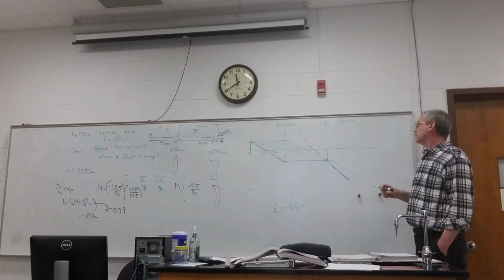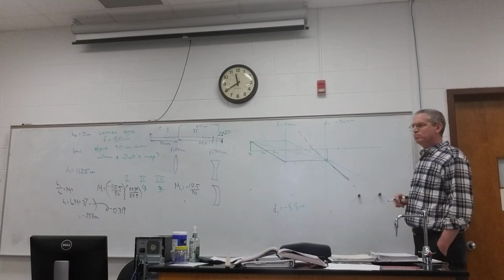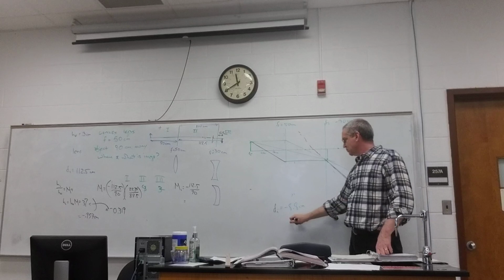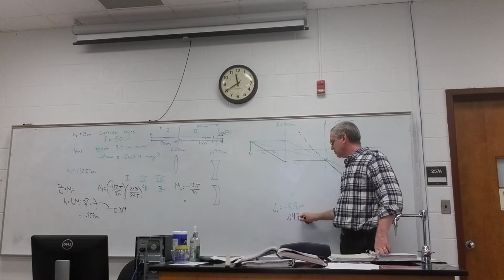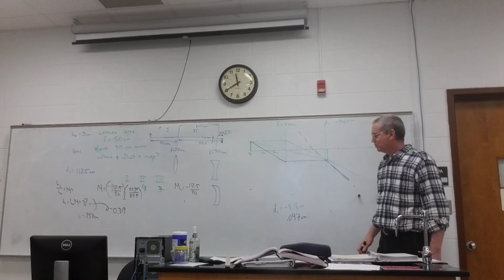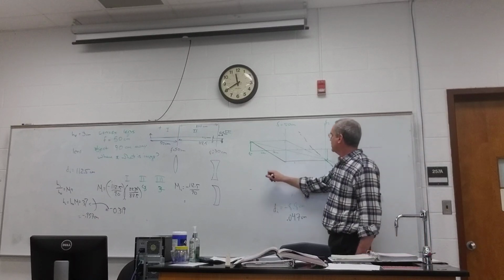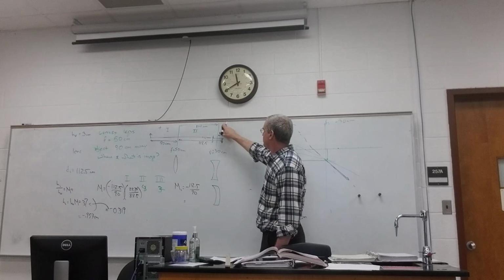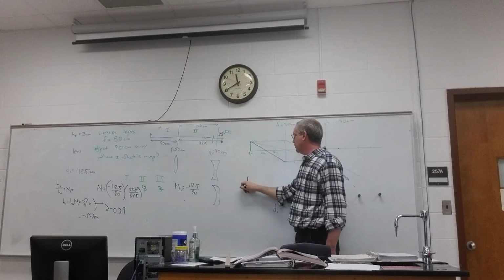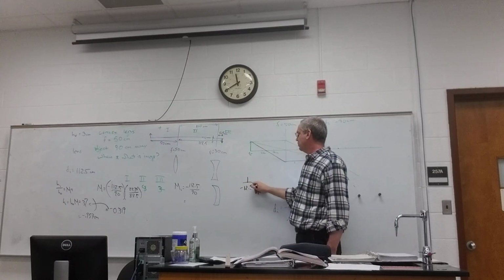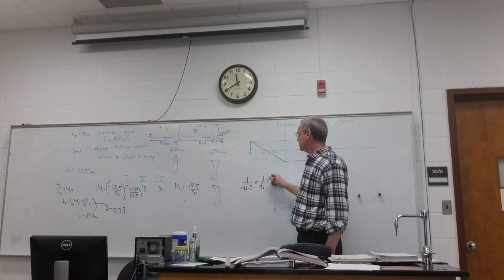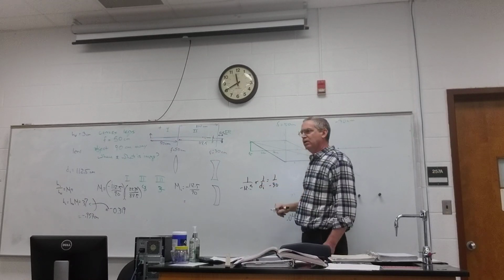I had a different number for DI. Oh, what'd you get? I got 0.047. So you had, let's see, because I moved this to 100 centimeters, so that's 12.5. So it's 1 over negative 12.5 plus 1 over image distance is equal to 1 over negative 30.